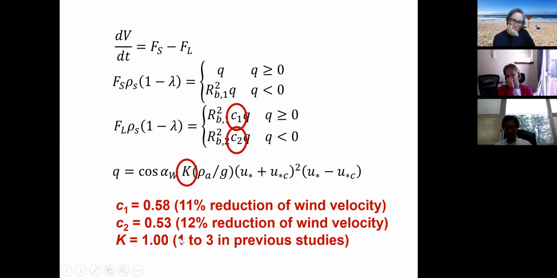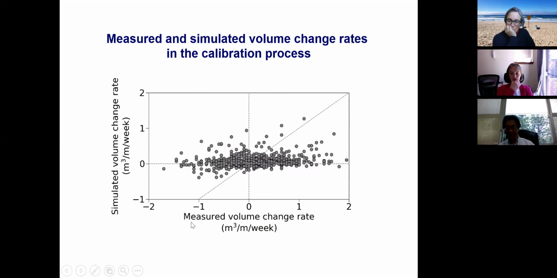As explained before, in previous studies the reported K value is from 1 to 3. So the obtained K value is also reasonable. So the obtained three parameters, C1, C2, K, seem to be reasonable, but the weekly average volume change rate, measured and simulated, has almost no correlation. The correlation is quite low.